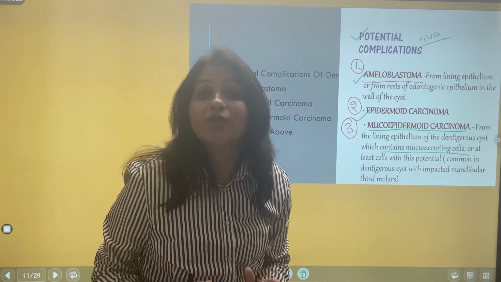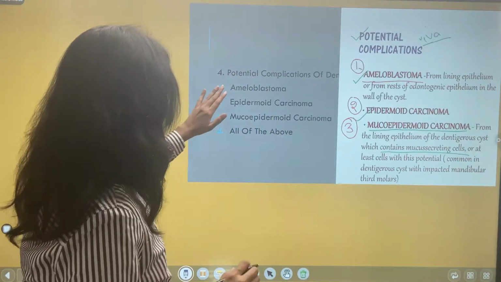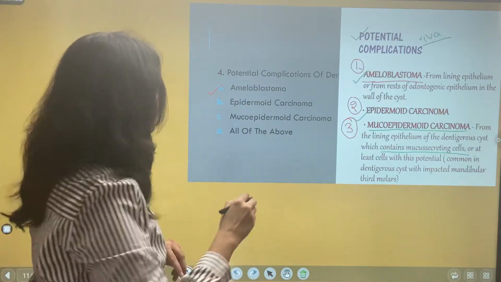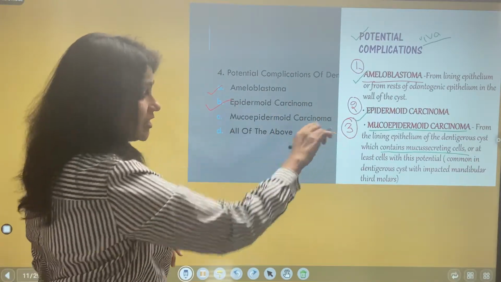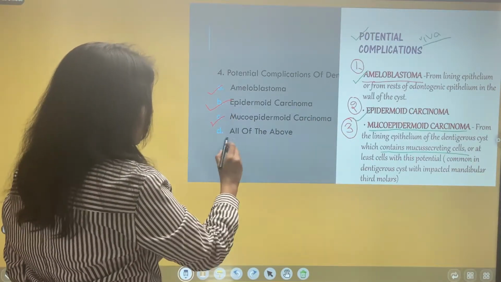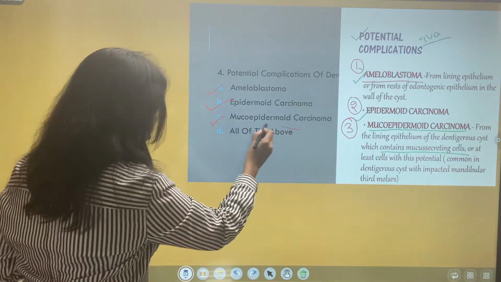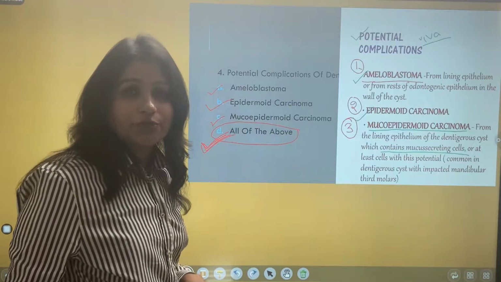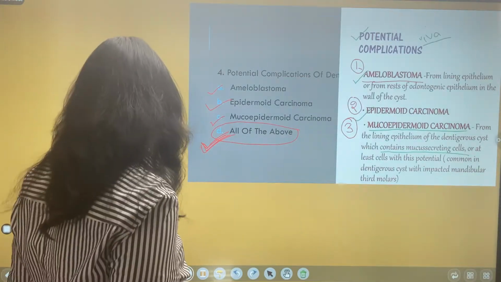So, what are the complications of a dentigerous cyst? Ameloblastoma, yes, it can be a complication. Epidermoid carcinoma, yes, it can be a complication. Mucoepidermoid carcinoma, yes. So, the D option, all of the above, is the correct answer for this question. Let's move to the next MCQ.